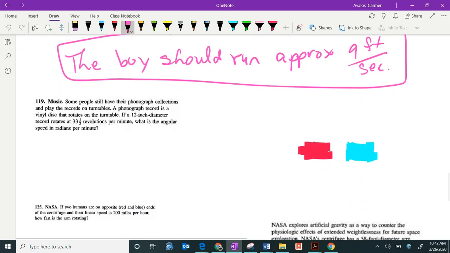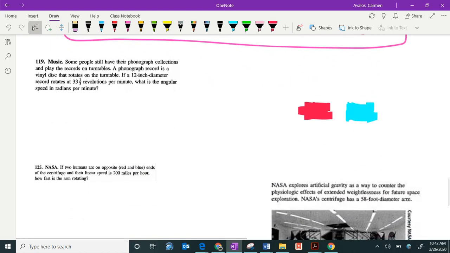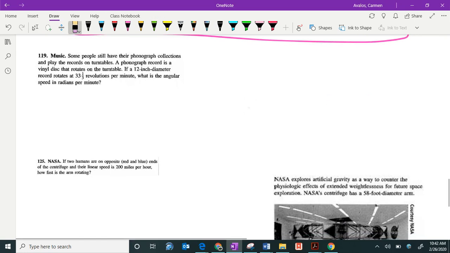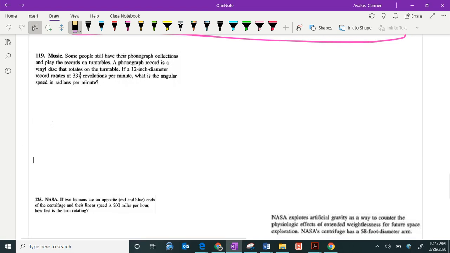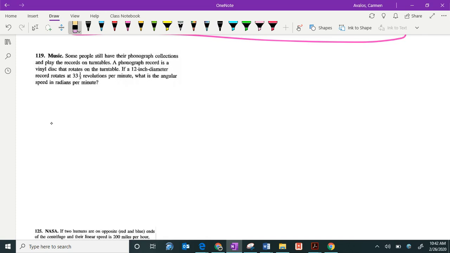Okay. And then this one here is with the music. Okay, let's erase this. So some people still play with phonographs collection. Okay, so we have a turntable and it is spinning at 12 inches diameter, rotating for 33. So here we have revolutions per minute. So again, revolutions on there, that is your angle, omega. Well, at least we could get it from it because we're going to change the revolutions to radians per hour. What is the angular speed, which is what we're trying to find.